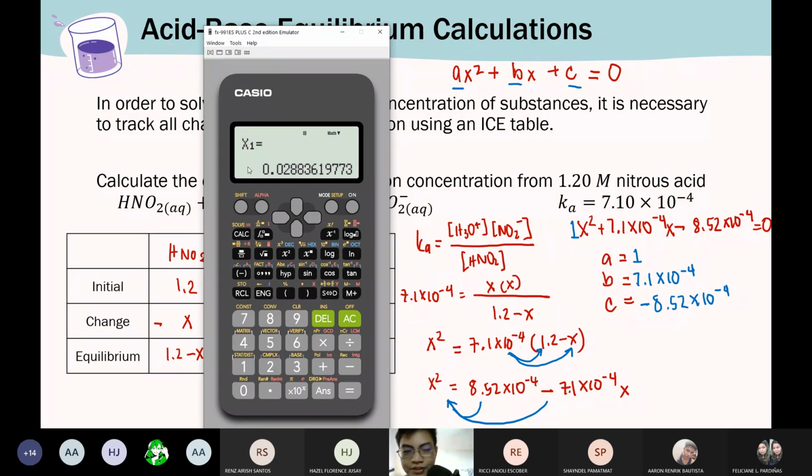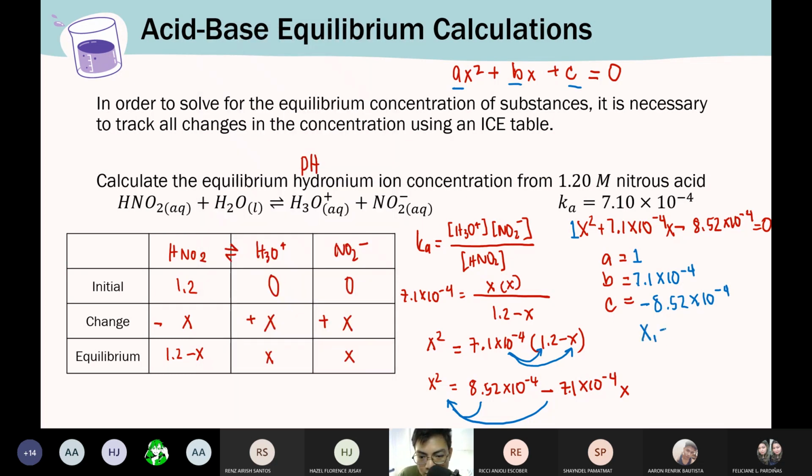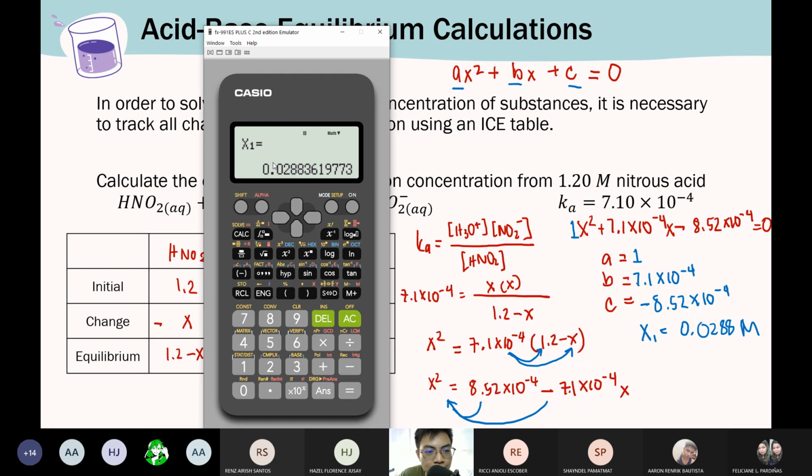No? So, the first root is 0.028. Gawin ko na lang 29. Okay. Sige na nga, kopyahin ko na yung apat na digits. 0.0288. Okay? So, the first root is 0.0288. Okay. So, that's the first root, 0.0288. And the second root is negative 0.0295.